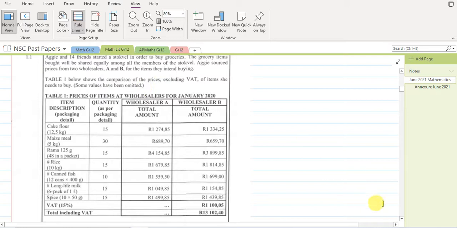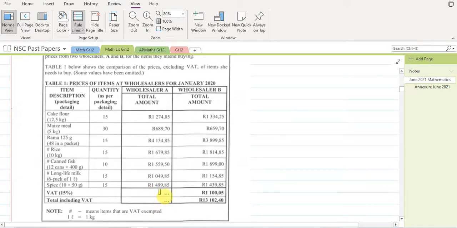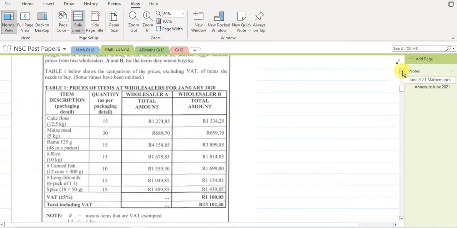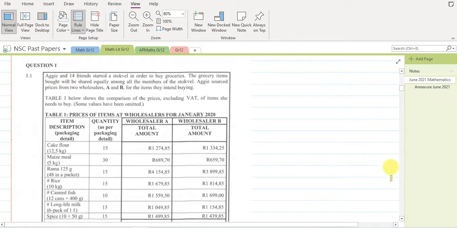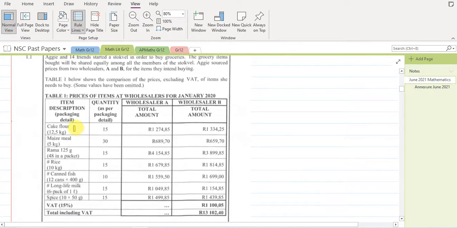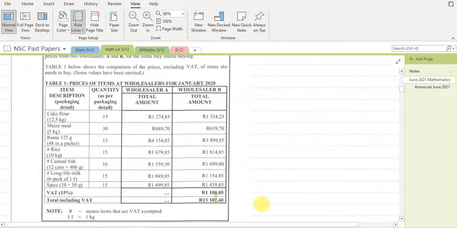Some values have been omitted, and we can see some values have been omitted here. If we observe this table, prices of items at wholesalers for January 2020. So this is wholesaler A prices and this is wholesaler B prices. It's good to study the table, guys, before we answer the question. So item description, we have cake flour. That's what Aggie and her 14 friends are buying. So they're buying in bulk, basically. So they started a stock fair to buy in bulk.